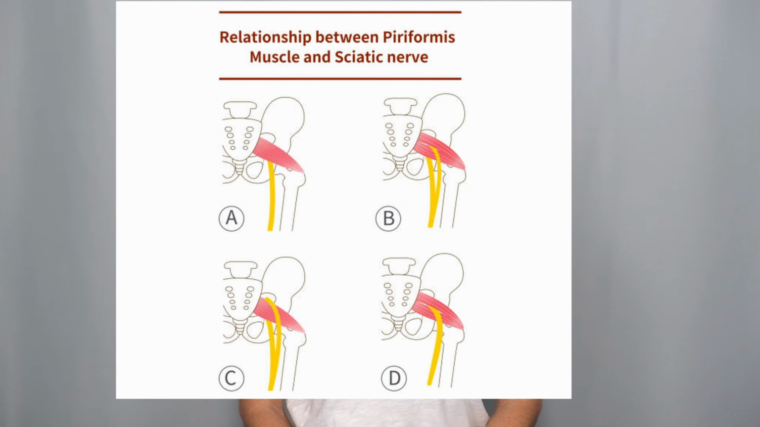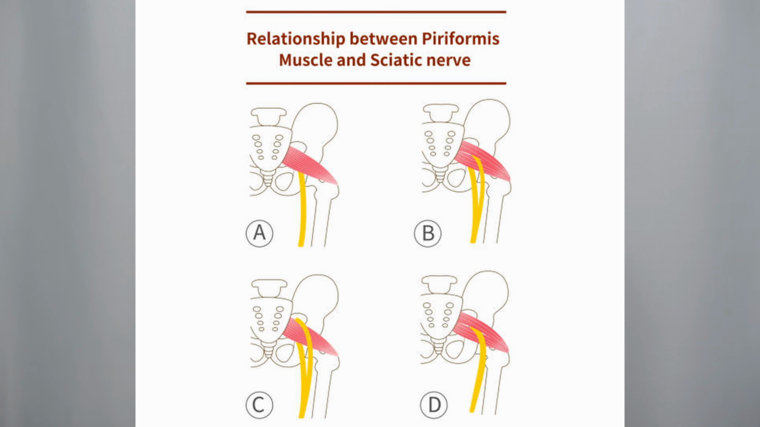The sciatic nerve runs just underneath the piriformis muscle, and sometimes can actually run right through the middle of the piriformis muscle. Because of this pathway, tightness in the piriformis muscle can cause pinching or compression of the sciatic nerve, resulting in symptoms located in the buttocks or all the way down the leg, as I just described.